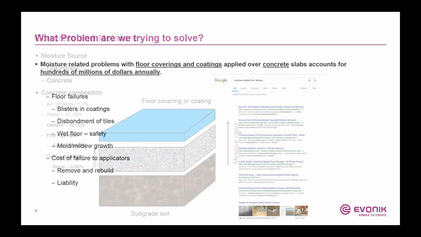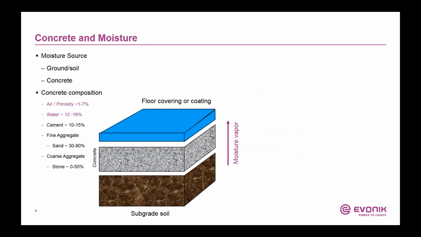So I talked about the moisture-related floor failures and gave you examples. The question now is, where is this moisture source? If you look at the schematic I have here, usually concrete is placed on top of a soil. And on top of the concrete, you have the floor coverings or coatings. A lot of times these coatings or coverings are applied over concrete for either functional reasons, to protect the concrete, or for decorative reasons. One moisture source is the ground or soil.